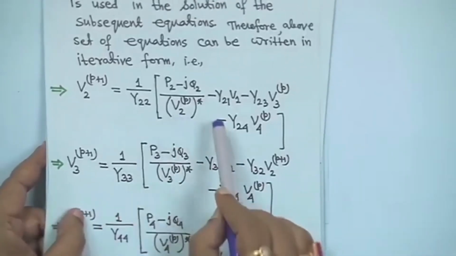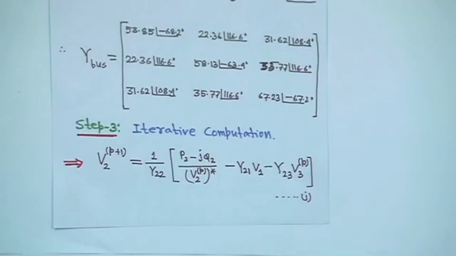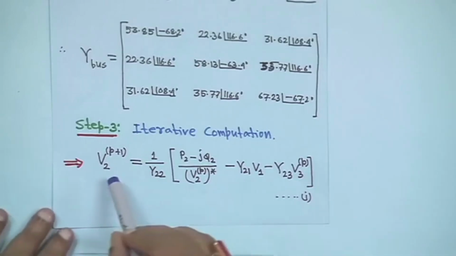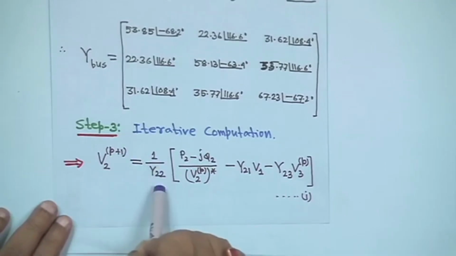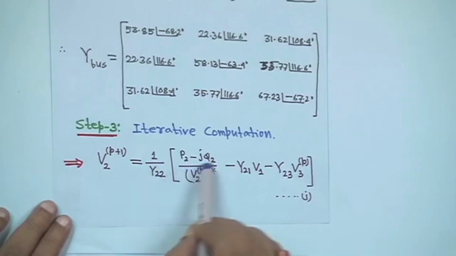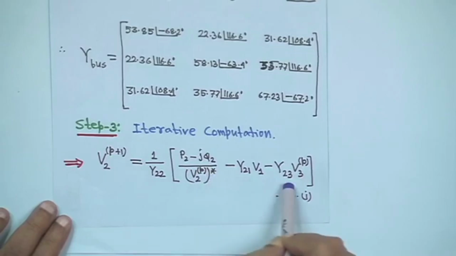Here already we have discussed all these things. For example, for a 4 bus system already we have discussed all these things, but in this case we are considering only a 3 bus problem. So, you have only 2 equations because bus 1 is a slack bus. So, V2(P+1), where P is the iteration count, is equal to 1 upon capital Y22 and in bracket P2 minus jQ2 upon V2(P) conjugate, minus Y21 V1 minus Y23 V3(P).